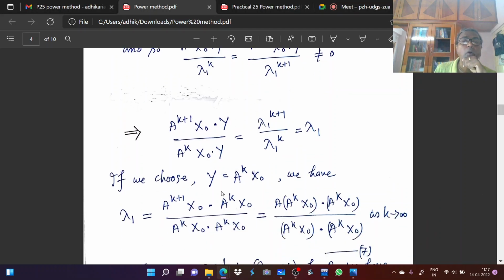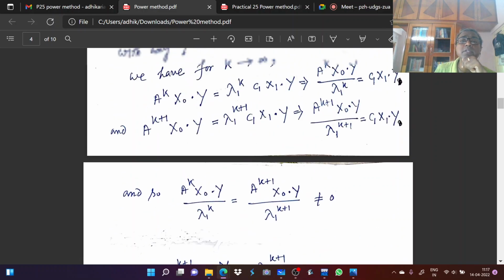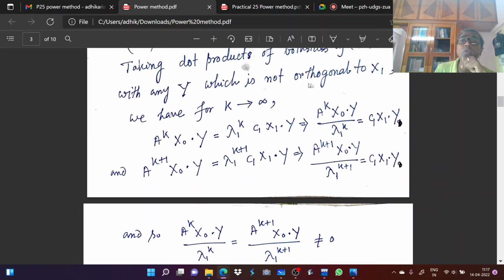If we choose y equal to A^k x0, then from this equation we get A^(k+1) x0 dot A^k x0 by A^k x0 dot A^k x0. Y is any arbitrary vector, and the only condition that must hold is that it is not orthogonal to x1. This is the condition.